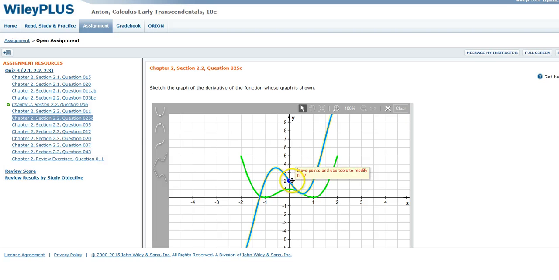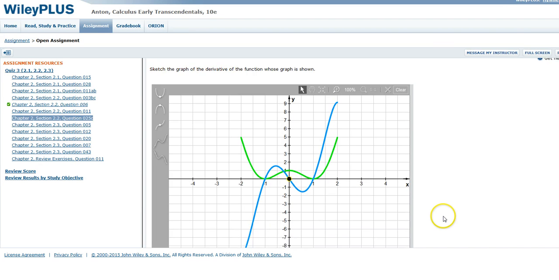So this, I can move this point anywhere on the graph, but where it looks like I need to move this point, this has a slope 0, so this is going to be a minimum, a maximum, and a minimum, and that's going to come in handy in chapter 4. But it has to have the derivative as your slope.